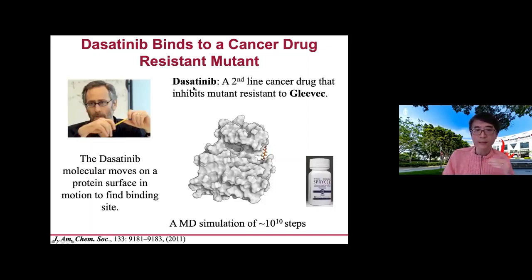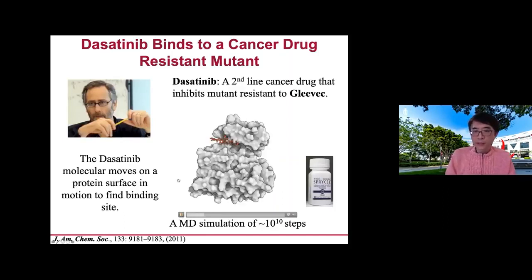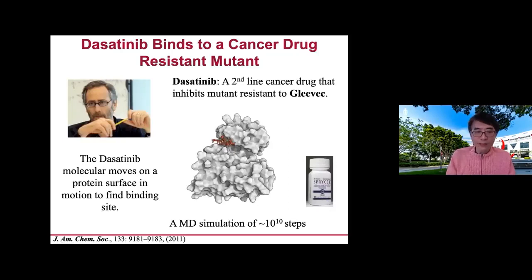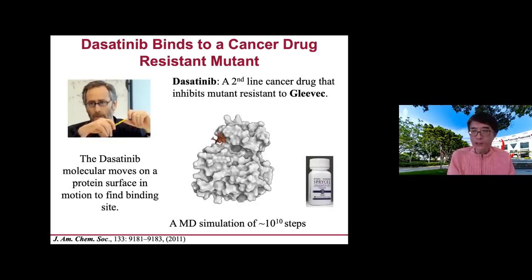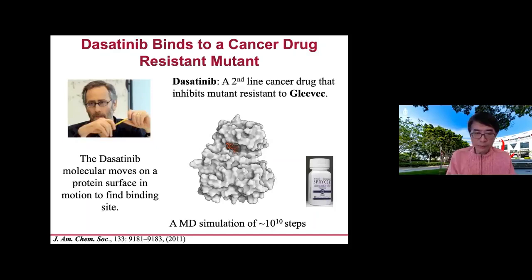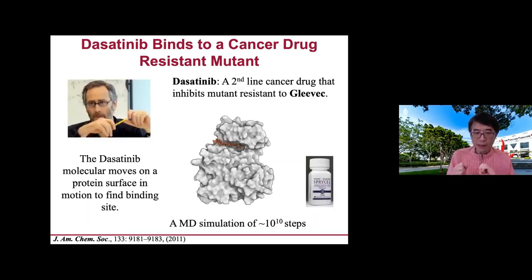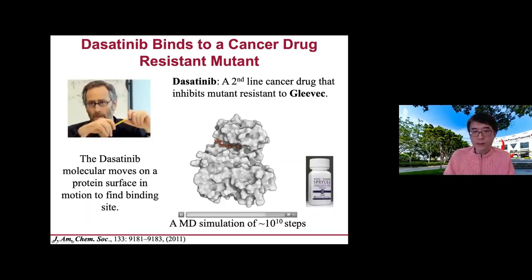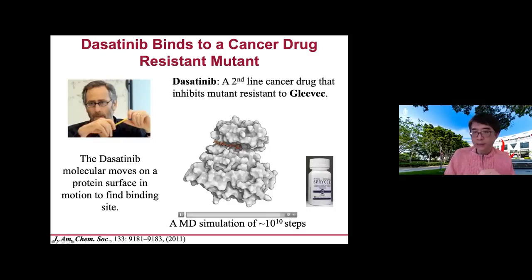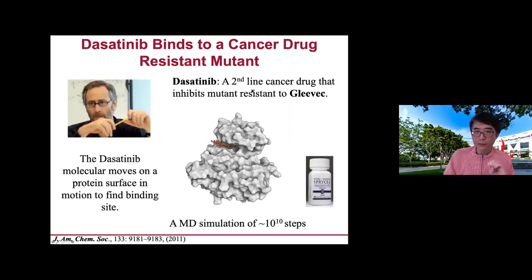And this is called dasatinib, and this drug binds to a slightly different binding site from Gleevec. This simulation shows how this drug moves on the protein surface, considering the motion of the proteins, and eventually finds its correct binding site. So dasatinib is a second line cancer drug to treat the drug resistant mutant of Gleevec. Right, so this is one example.